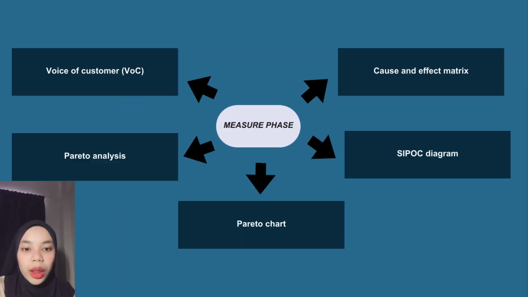Assalamualaikum, my name is Siti Nofatana binti Muhammad Azri, metric number MA22156. I will continue with the measure phase. In the measure phase, we will discuss voice of customer, Pareto analysis, Pareto chart, SIPOC diagram, and cause and effect matrix.